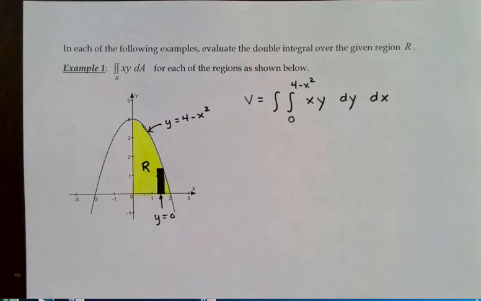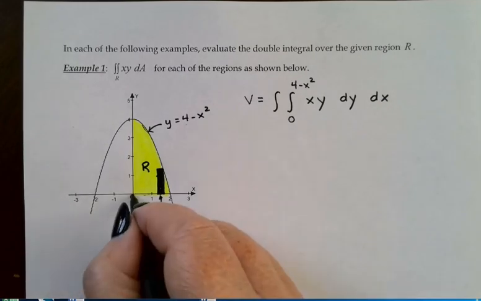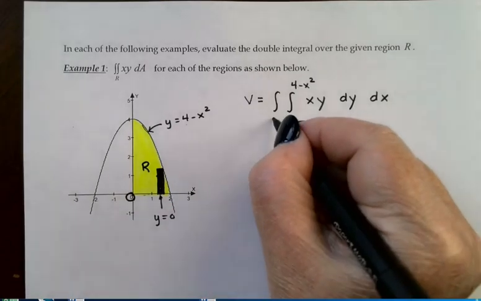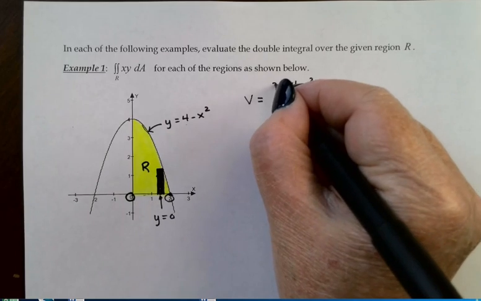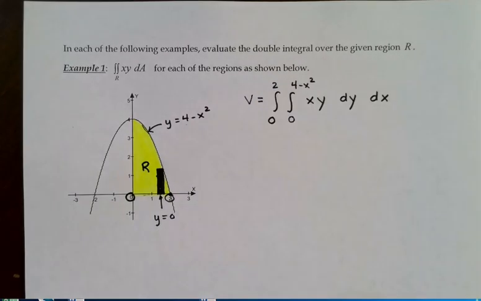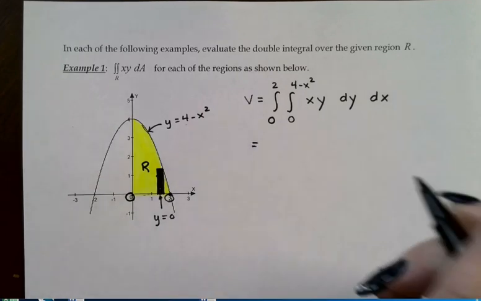To get the limits of integration for the dx, in this case I can really just look at the picture. Clearly x equals 0 is my left side, and right here at x equals 2, I have the right side. All right, so let's go ahead and evaluate this integral.